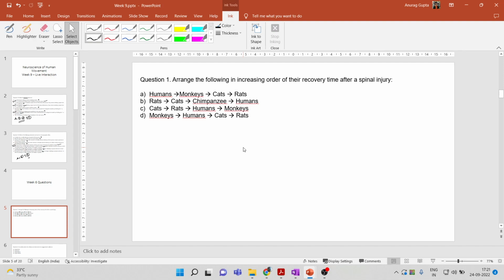So the first question is, arrange the following in increasing order of the recovery time after a spinal injury. These are the four options. A. Humans, monkeys, cats, and rats. B. Rats, cats, chimpanzees, and humans. C. Cats, rats, humans, and monkeys. Or D. Monkeys, humans, cats, and rats.